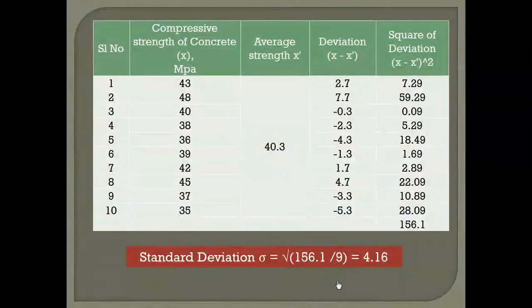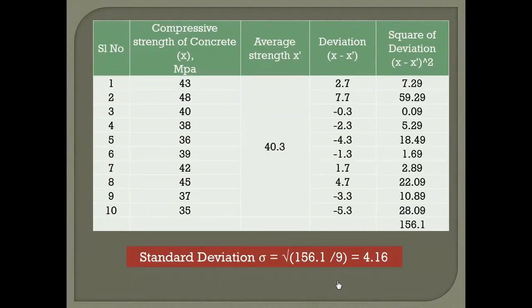But I have taken only 10 samples, because to show you how to do the calculation, I have taken only 10 samples. So taking the average of that, x dash, you will get some value. Then deviation, x minus x dash: 43 minus 40.3, you will get 2.7. 48 minus 40.3, you will get 7.7. Like that we have to calculate the deviation.